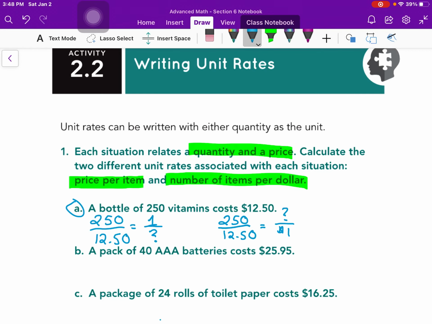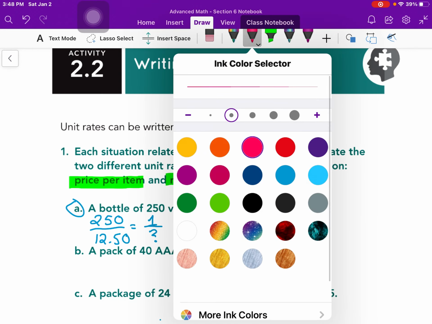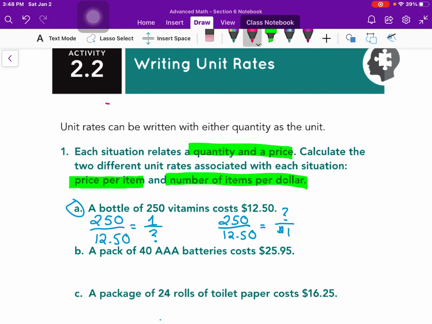To do that, all we have to worry about doing, let's change our color here, a little variety. We look at these as being equivalent ratios. So to go 250 down to 1, we scale down and we divide by 250. And we divide the bottom by 250. And if we take $12.50 divided by 250, we end up with 8 cents. So we can buy one vitamin for 8 cents. That is the unit rate.